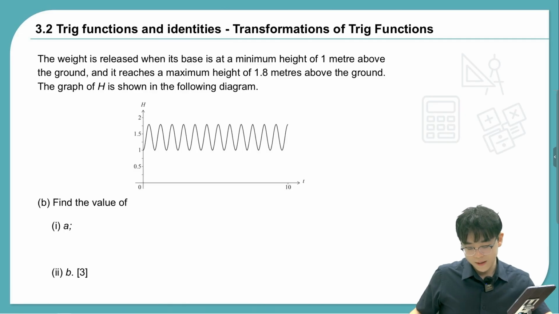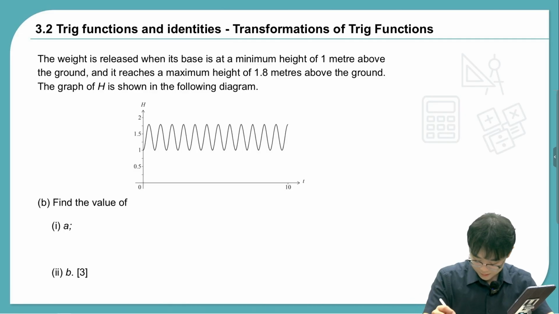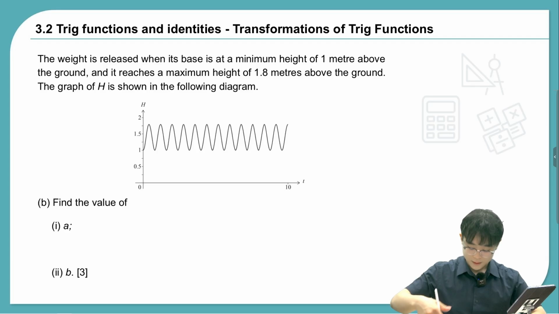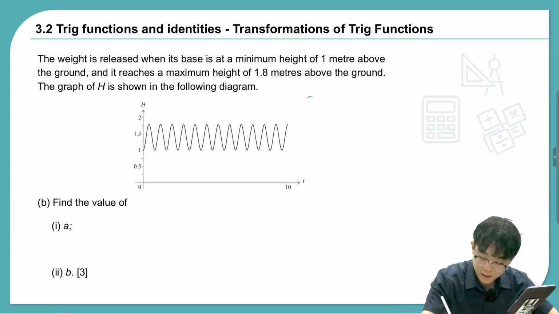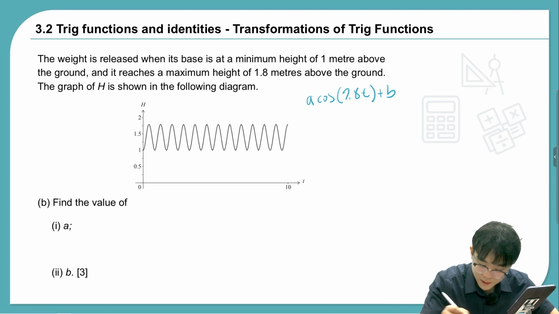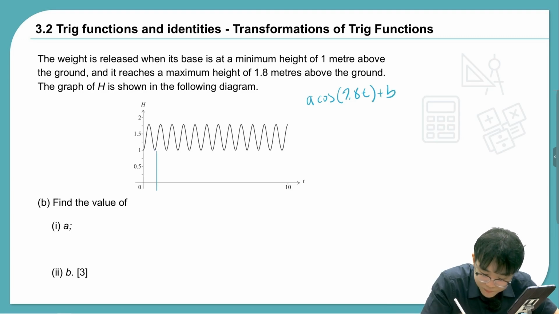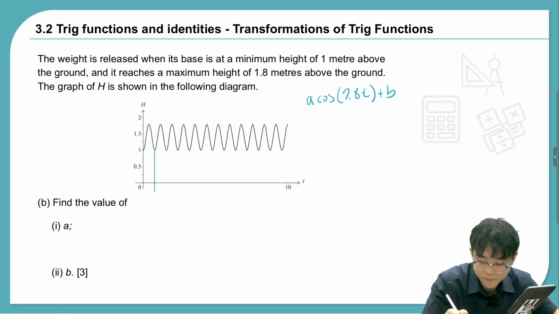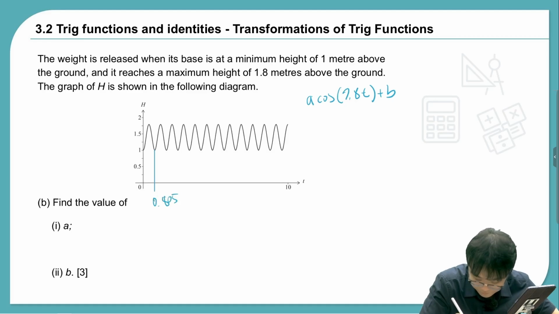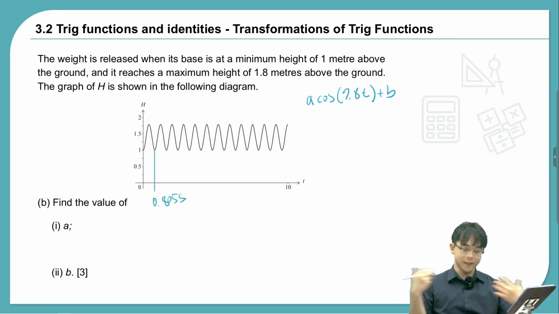So we're now finding the values of A and B, right? For this A times cosine of 7.8t plus B, we probably established that this time the cosine function starts from the minimum. So by the time it returns to the minimum, this would be 0.805 seconds. That's what we already established.